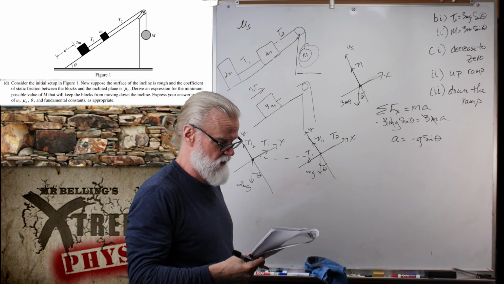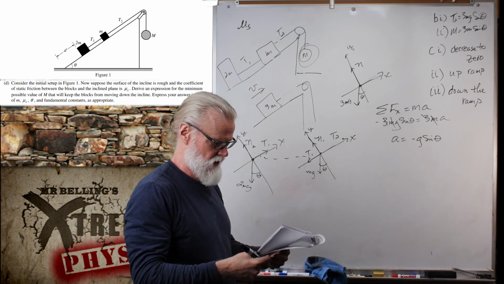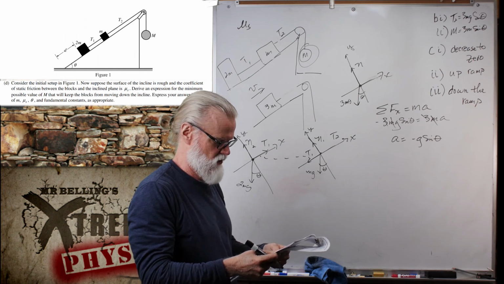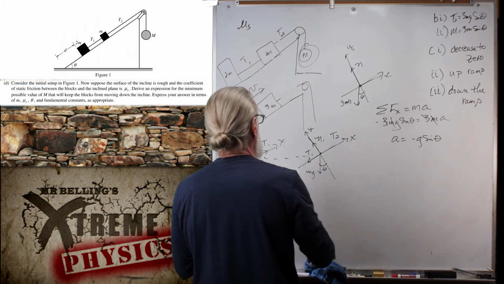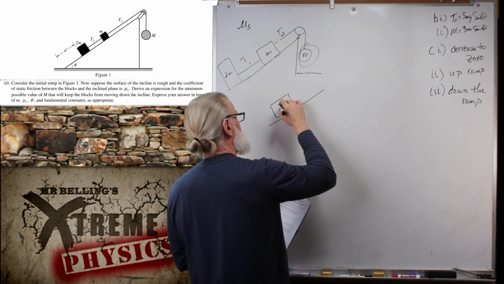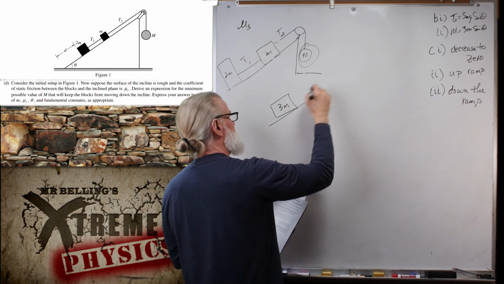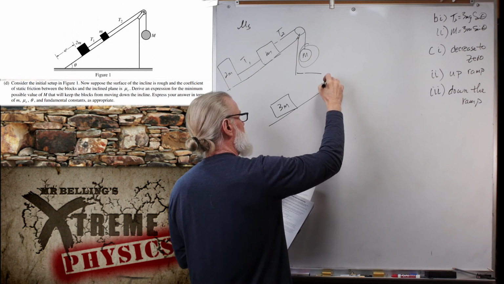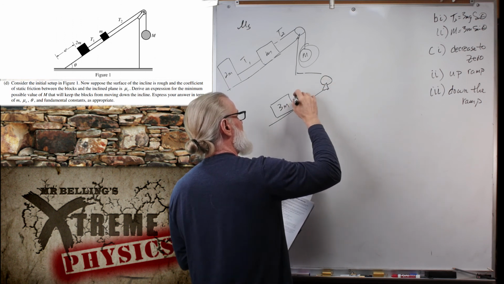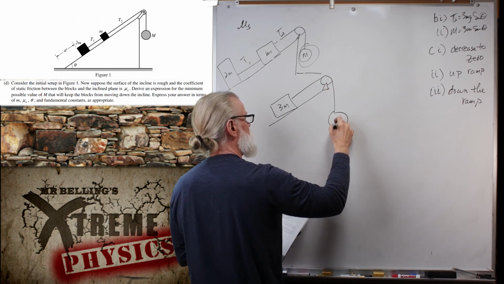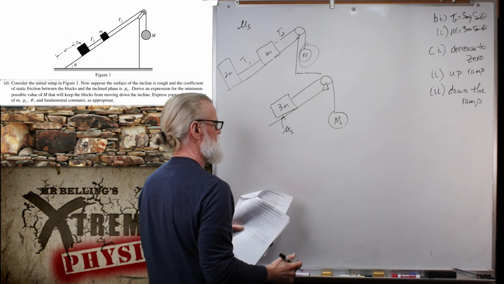Derive an expression for the minimum possible value of m that will keep the blocks from moving down the incline. Express your answer in terms of mu s, m, and theta as appropriate. Treat this as an object of mass 3m. Just to speed things along, because if we're on the exam, we don't really have a heck of a lot of time. Not a good drawing, but anyway. Here we go, capital M. We have mu static here.